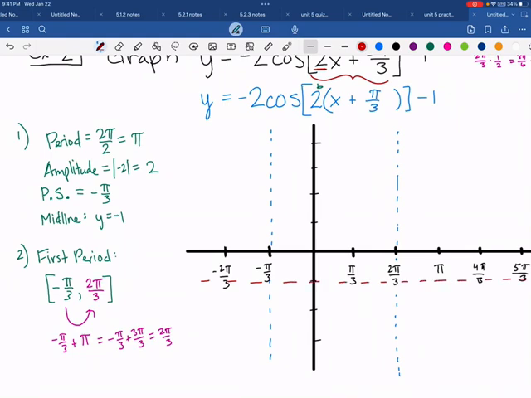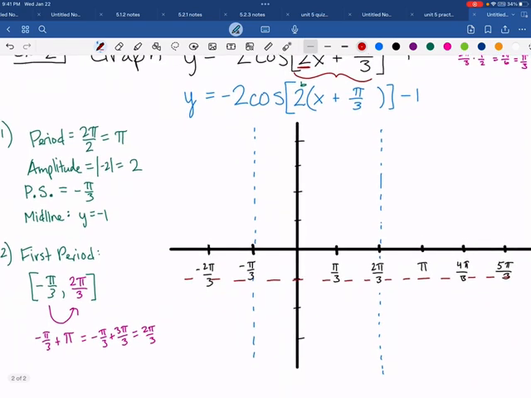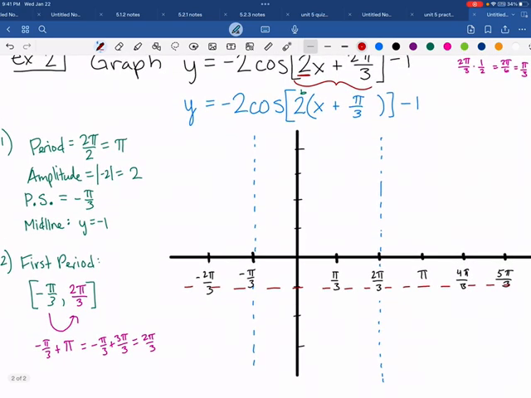And I am graphing cosine with an amplitude of 2 and a reflection because I have a negative in front. So I'm going to start off the midline. So cosine starts off the midline. I would normally start up 2 with an amplitude of 2, but because this is a reflected graph, I'm going to start down 2 from the midline.